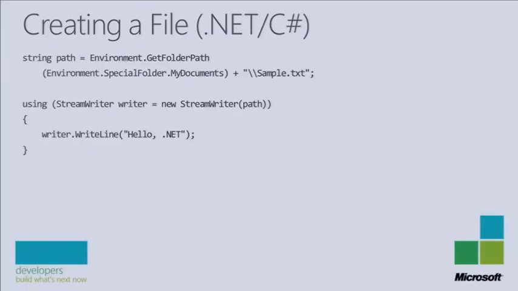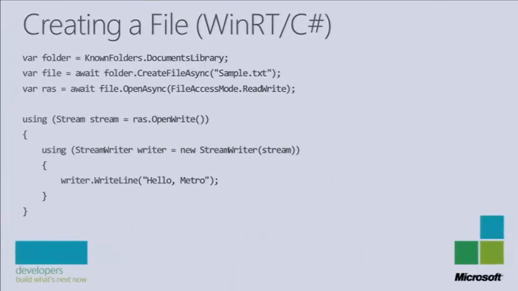that I've probably written 500 times in my life, and many of you probably have too, that creates a file in C# using the .NET framework, fires up a stream writer to write some text to that file, and then writes hello.net into it. In a Metro application, you won't create that file and write to it that way. Instead of using the .NET API, you will use the WinRT API. Here's what the equivalent code looks like using WinRT.